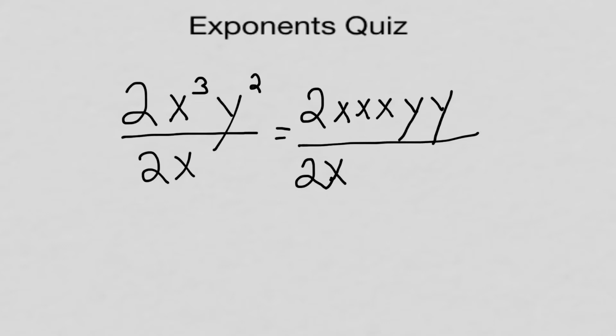All I really need to do with this is just cancel now. The 2's cancel out. The x's cancel out. And I'm left with x times x, which is x squared, y times y, which is y squared. You could have probably done it. Let me do some erasing here.